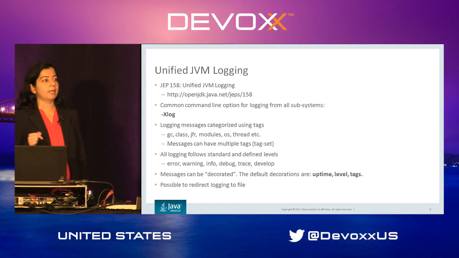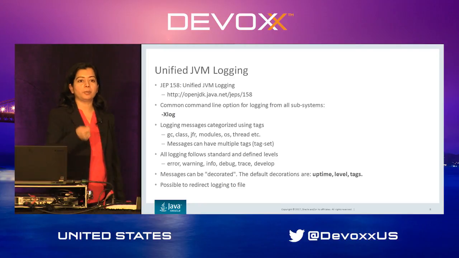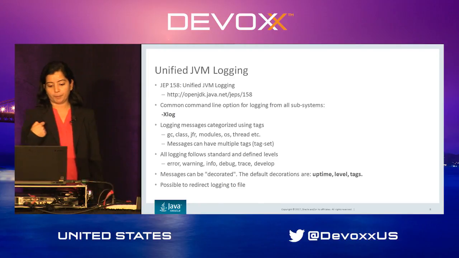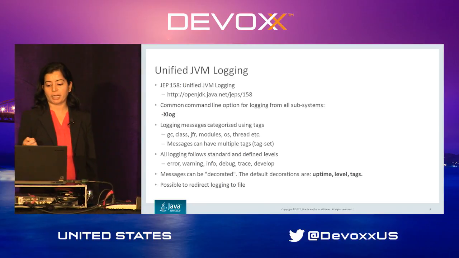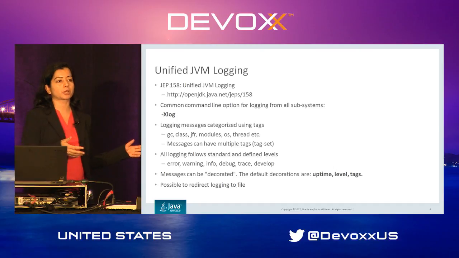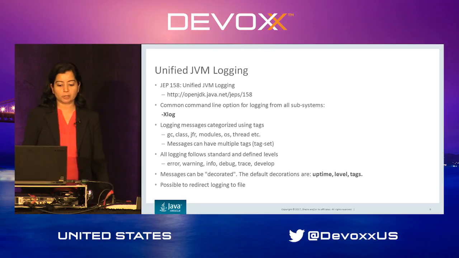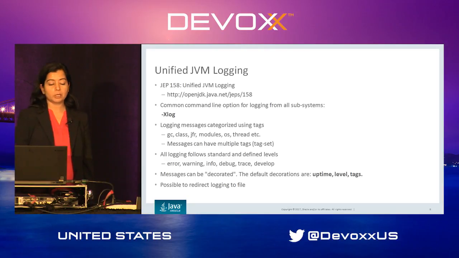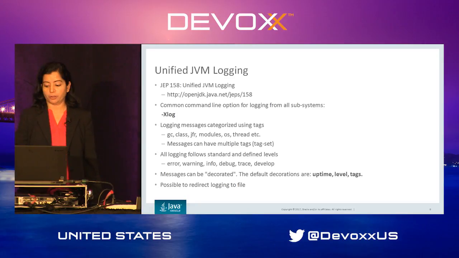And the messages can be decorated, which means that there are certain decorators available which can be used to enhance the message. You can add additional information to the logging message. The default decorators are uptime, level, and tags, but you can, of course, change the decorators that you want to see with your logging messages, and it's possible to redirect logging to a file. So all this is done under the Unified JVM Logging Framework.